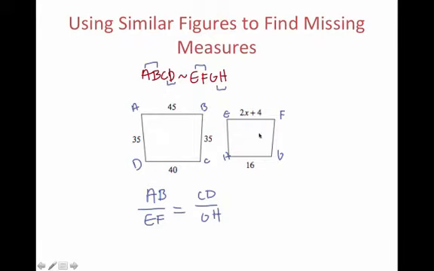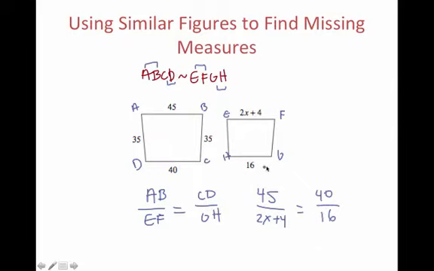Then I plug in what I know. I know that AB is 45. I know that EF is 2x plus 4. I know that CD is 40. And I know that GH is 16. I have this proportion I can solve for x.